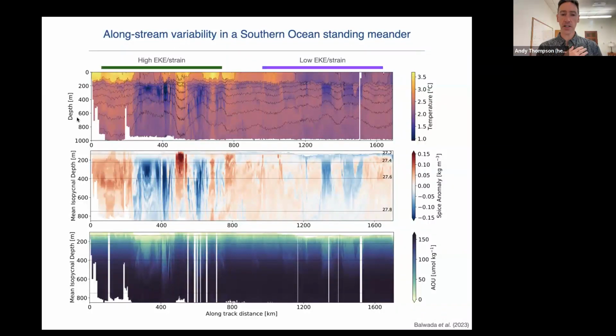So spice is essentially looking at variance compensated temperature and salinity variance on density surfaces. This is a good measure or proxy for isopycnal stirring. And again, you see that that's enhanced in the high eddy kinetic energy region.